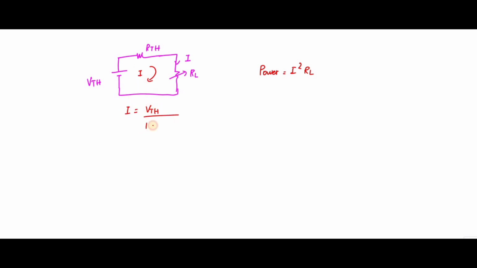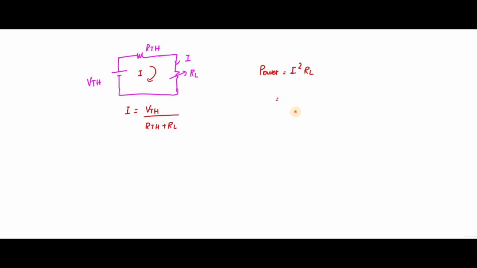This is the VTH value, this is the RTH value, and this is a changeable resistance, which is the load resistance RL. I need to find the current through this one. If I want to find the power to this load, what is the power formula? Power is equal to I square RL. To find I: I is equal to VTH divided by RTH plus RL, the voltage across this divided by this resistance.